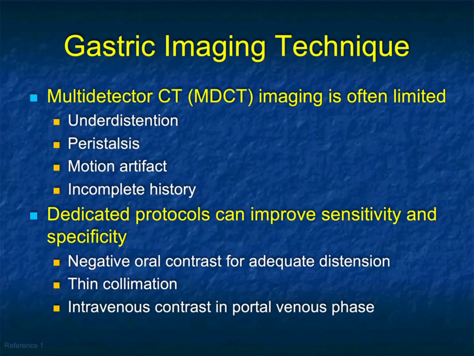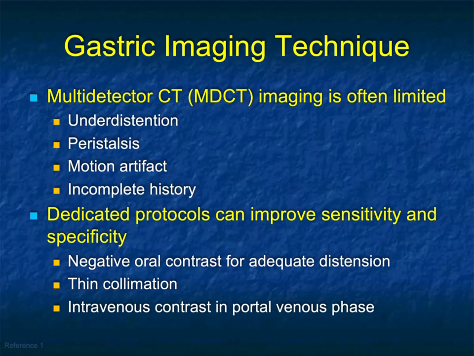If you have underdistension, you can overcall or undercall pathology. If the patients aren't cooperative, there's motion artifact. You can have problems, though this is less of an issue. And of course, history is great to have, but particularly in the ER setting, the history is often very minimal and may not have the information you really need.